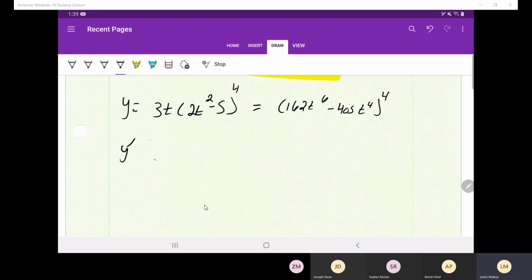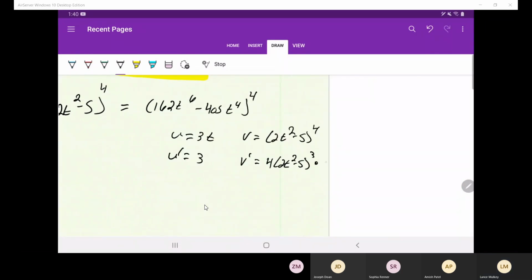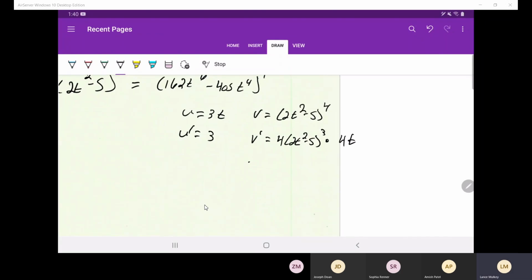So we're just going to use this, and we're going to use product rule and chain rule. So u equals 3t, u prime equals 3, v equals (2t squared minus 5) to the 4th, v prime equals 4 (2t squared minus 5) cubed times 4t, which equals 16t (2t squared minus 5) cubed.